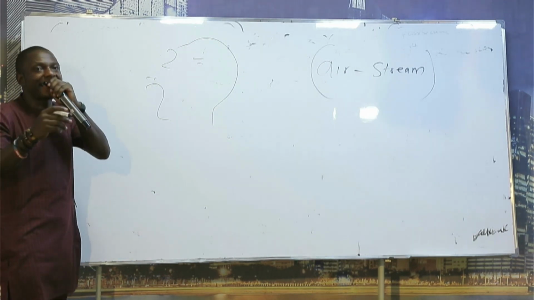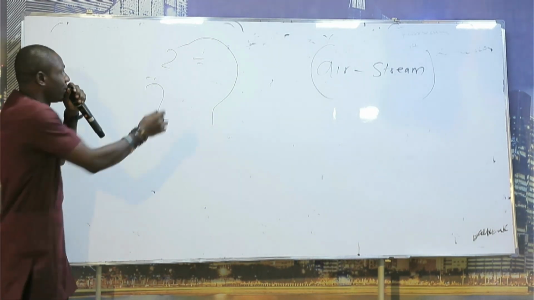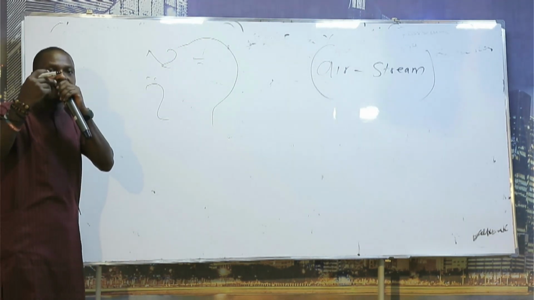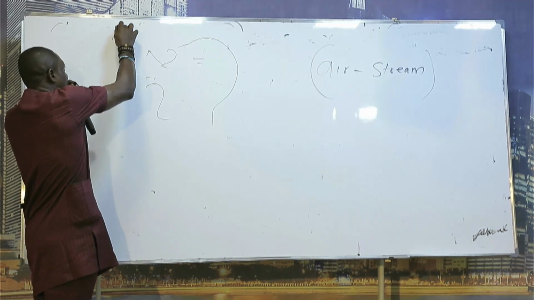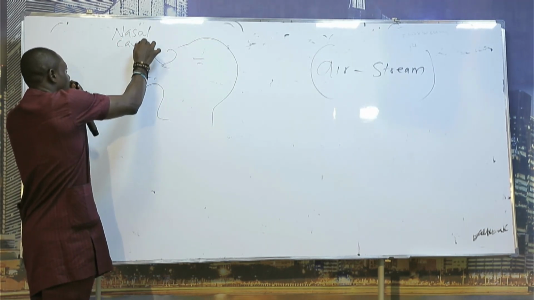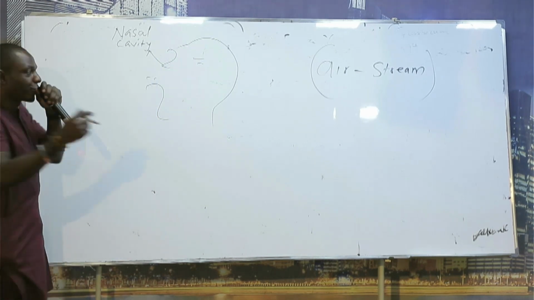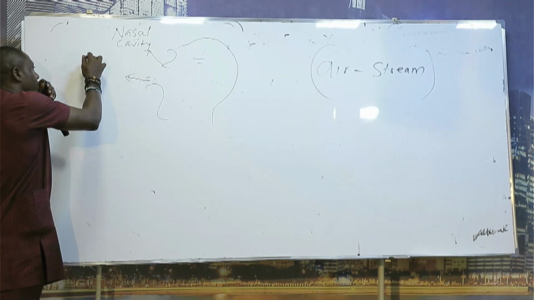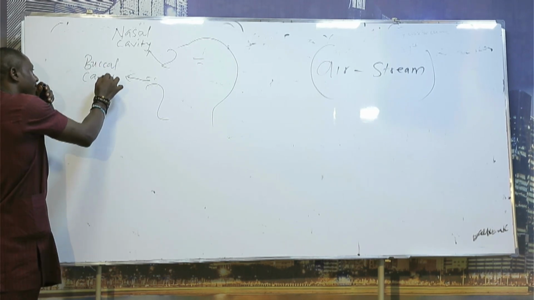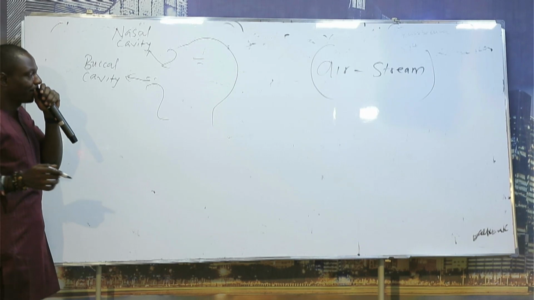Then, the two ways that air can enter into your body is through your nose, Obria. And you call those openings what? Nasals, okay? Nasal cavity. And then that one through your mouth, you call it buccal. Buccal cavity. Okay?